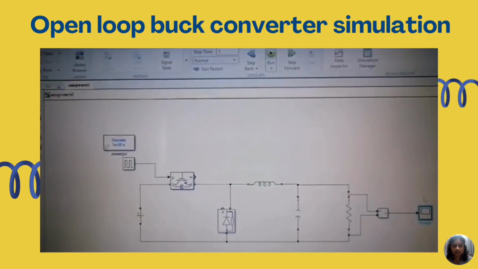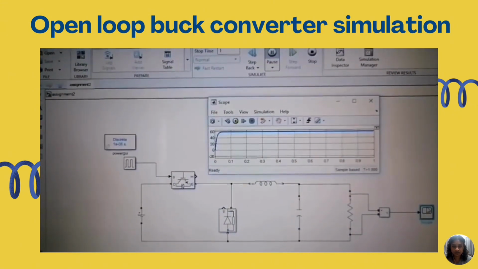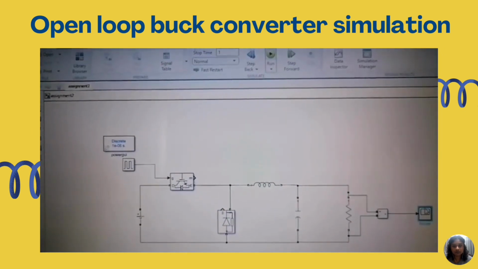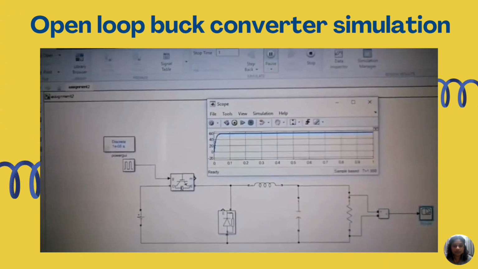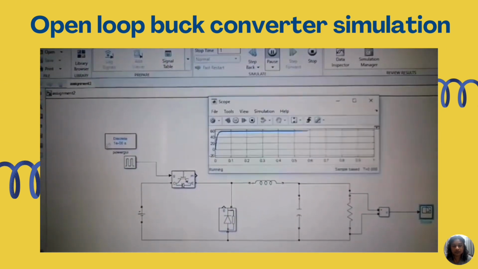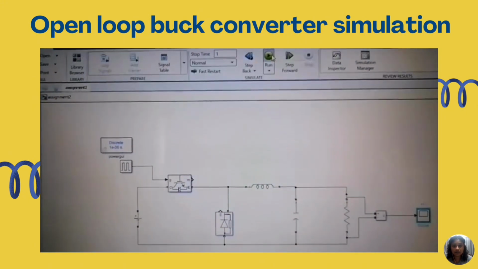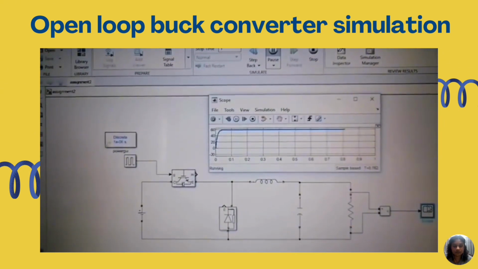Next, we will see the simulation of the buck converter. After designing the open loop buck converter, the output voltage or the step response of the buck converter can be observed from the scope. It can be seen from the graph that we obtain an output voltage of 60 volts from the supplied input voltage of 100 volts. So it can be proved that the buck converter is indeed stepping down the 100 volts input voltage to 60 volts of output voltage.